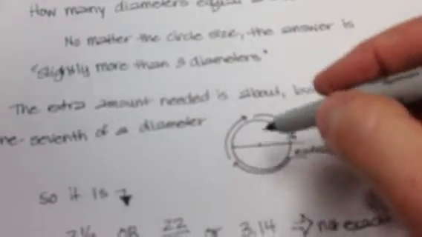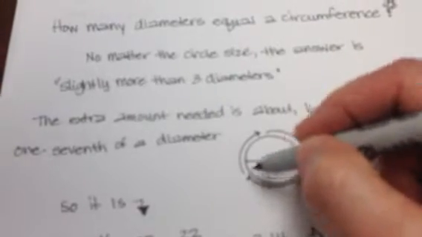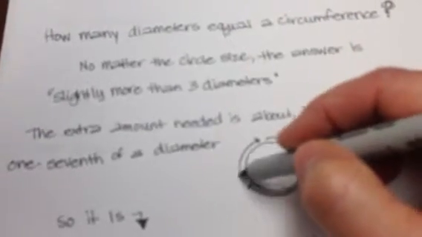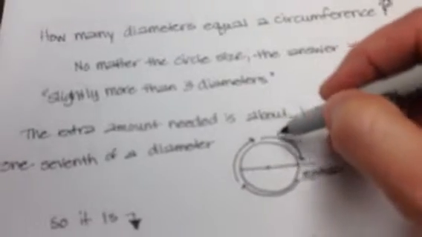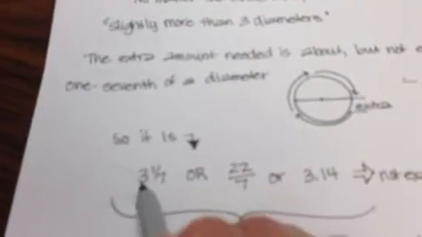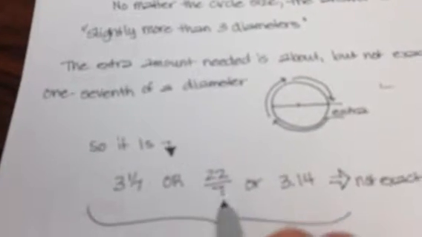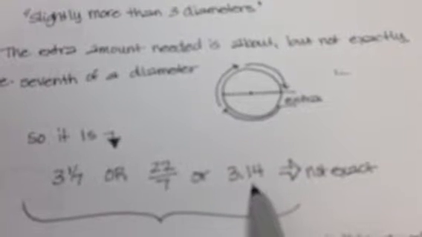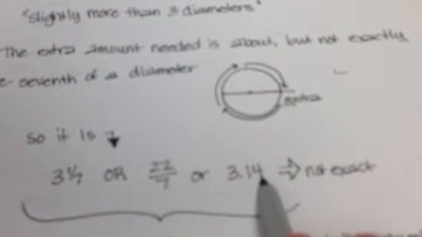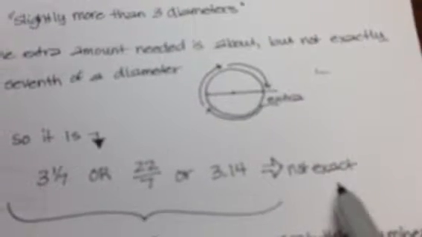Okay, so let's pretend this is a wonderful drawing. So I'm laying my diameters out around my circumference. There's 1 diameter, here's 2 diameters, here's 3 diameter lengths, and it didn't quite match. I have this little extra portion. So that extra is how many diameters? 3 1/7, or make that improper, 22/7, or make it a decimal, 3.14. It actually goes on and on forever.